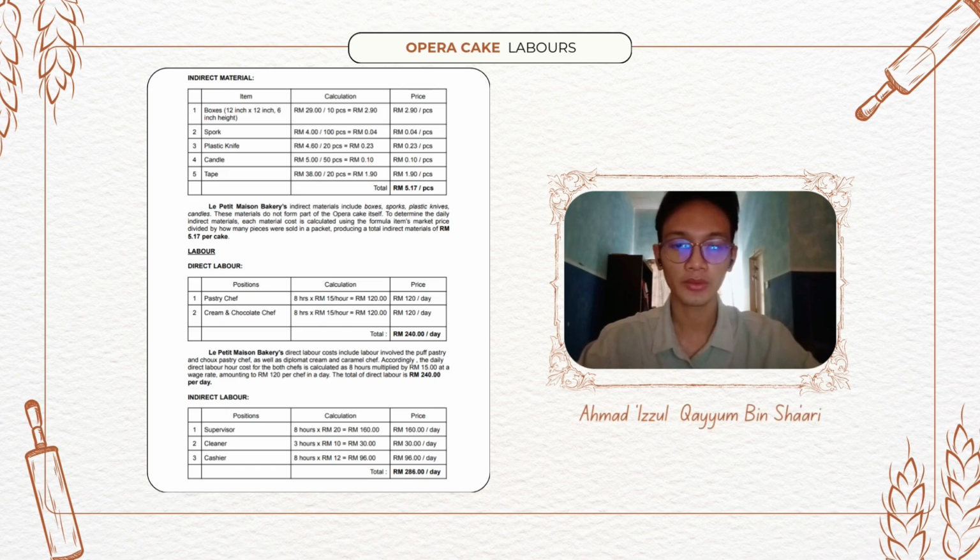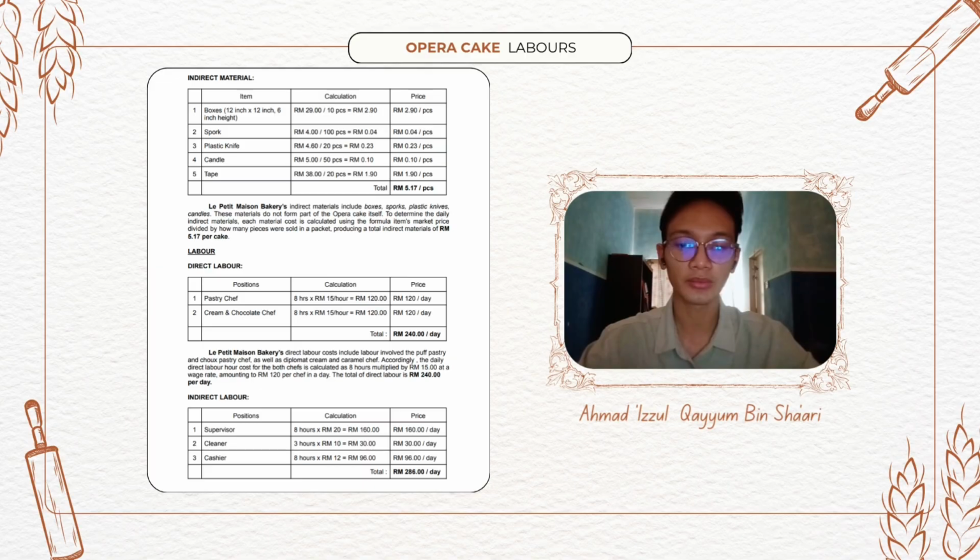Hi, my name is Ahmad Izakoyim bin Syahri, and now I will be presenting about labor and expenses for the production of an opera cake. As we all know, labor and expenses are divided into two parts, which are direct and indirect. Firstly, we will be looking into the direct labor for the production of opera cake.